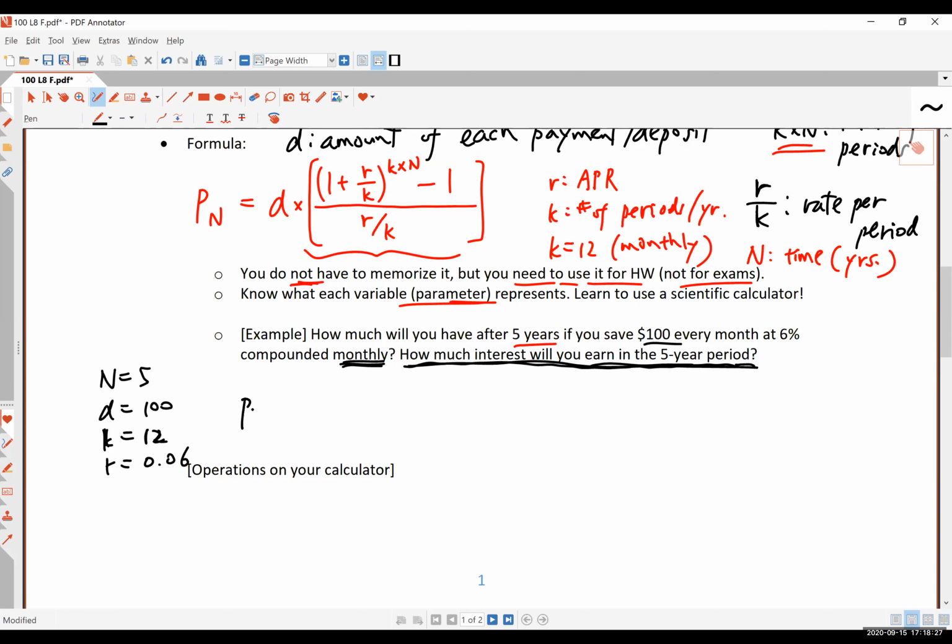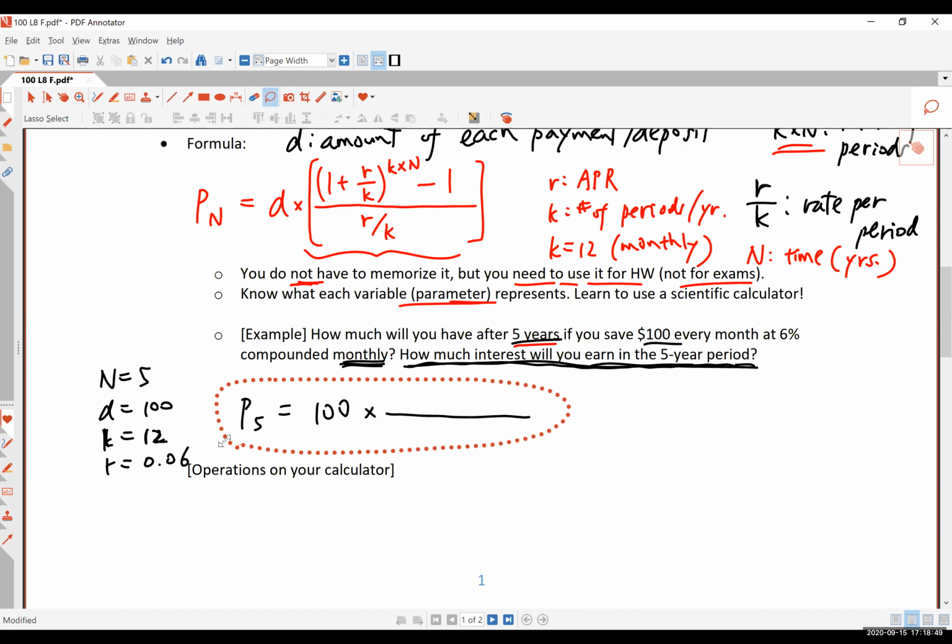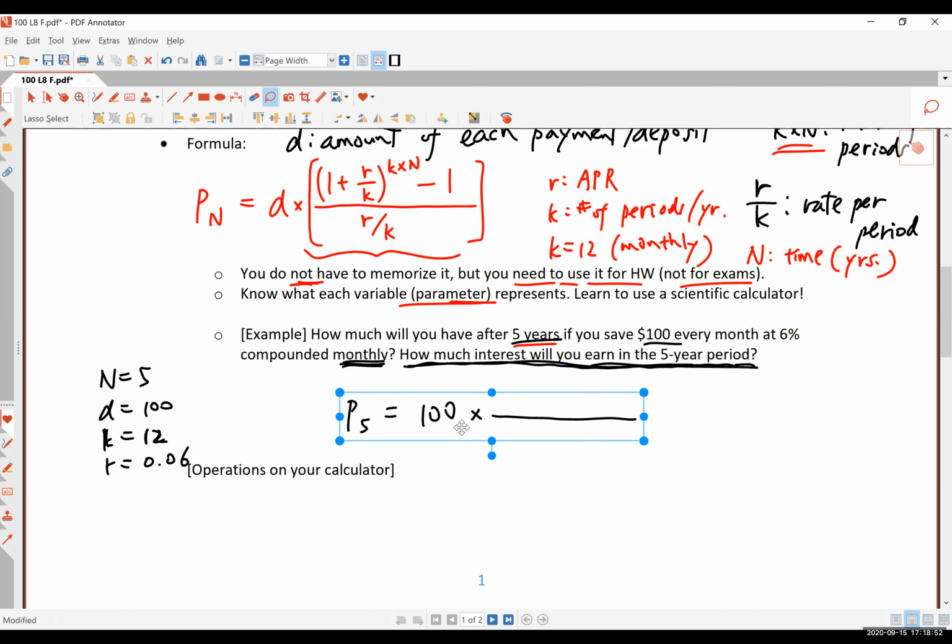All right, so how do you do that? Here is the thing. You are trying to find your balance in 5 years, right? How much would you have after 5 years? So what you're looking for is P5, and that is $100 times this big expression. All right, what is that expression, by the way? And maybe I should have multiplied, you know what, let me move this because I should do some preliminary calculations. I like the fact that I can move this.